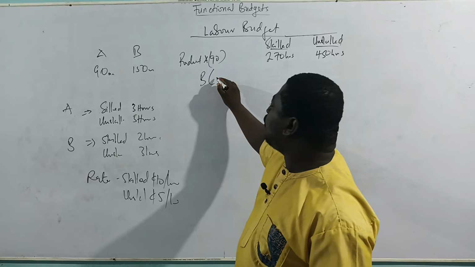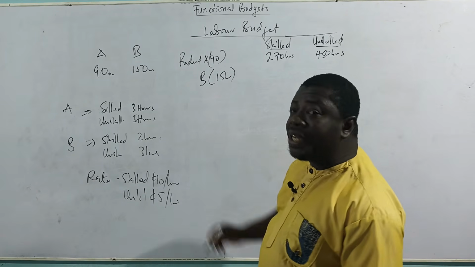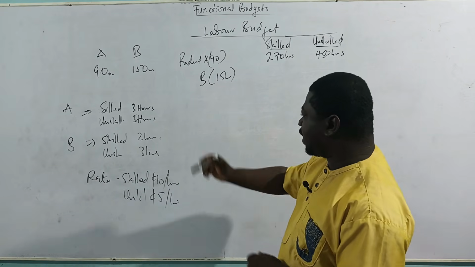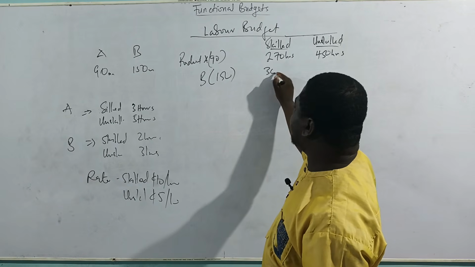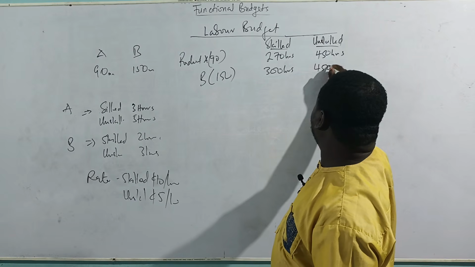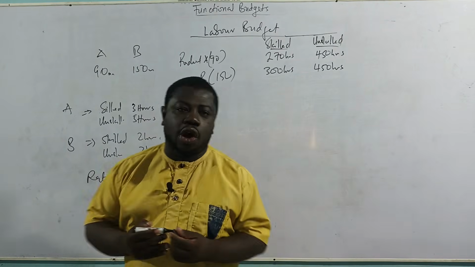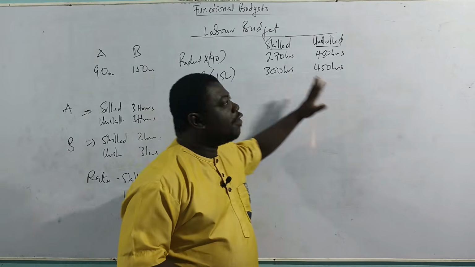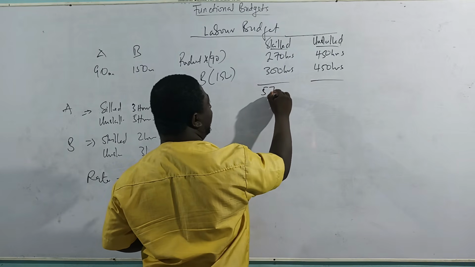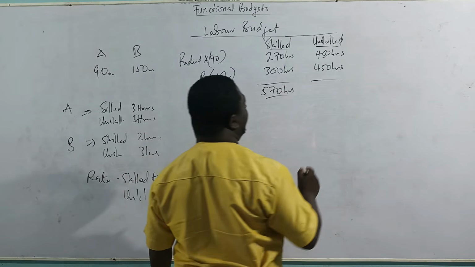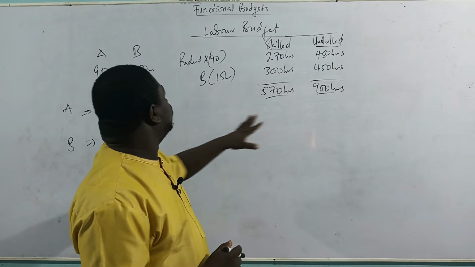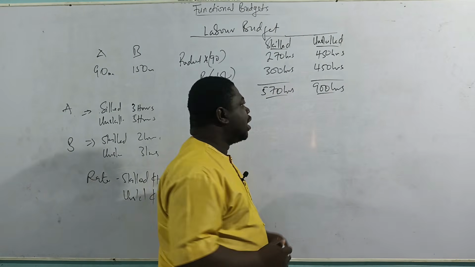Then we come to product B, which has a production budget of 150 units. So the same unit requires 2 hours per unit to produce for the skilled. So 2 times 150 gives us 300 hours of skilled, and then 3 times 150 gives us 450 hours for the unskilled. So our job is to be able to ascertain the total hours for both skilled and unskilled labor. So we have 570 hours total for skilled labor needed, and then we need 900 hours of unskilled labor. We need these two to be able to produce these units in the organization.